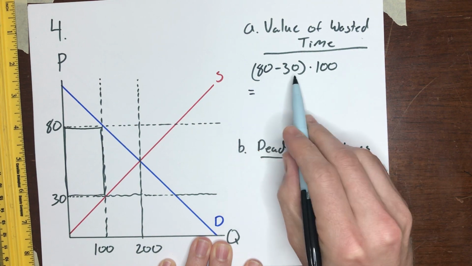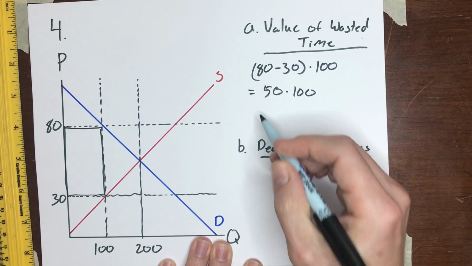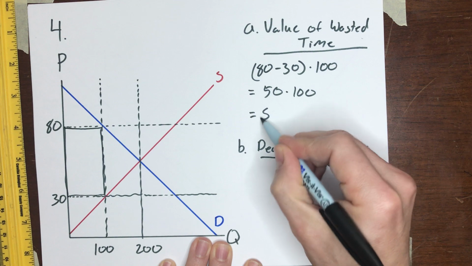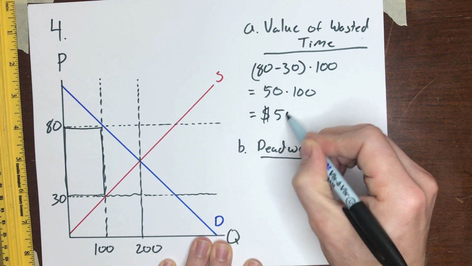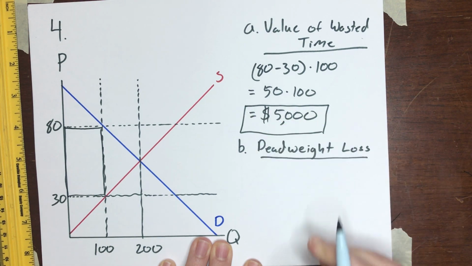So simplifying, 80 minus 30 is 50 times 100, and that tells us that the total value of wasted time will be 50 times 100, or $5,000. That's part A.